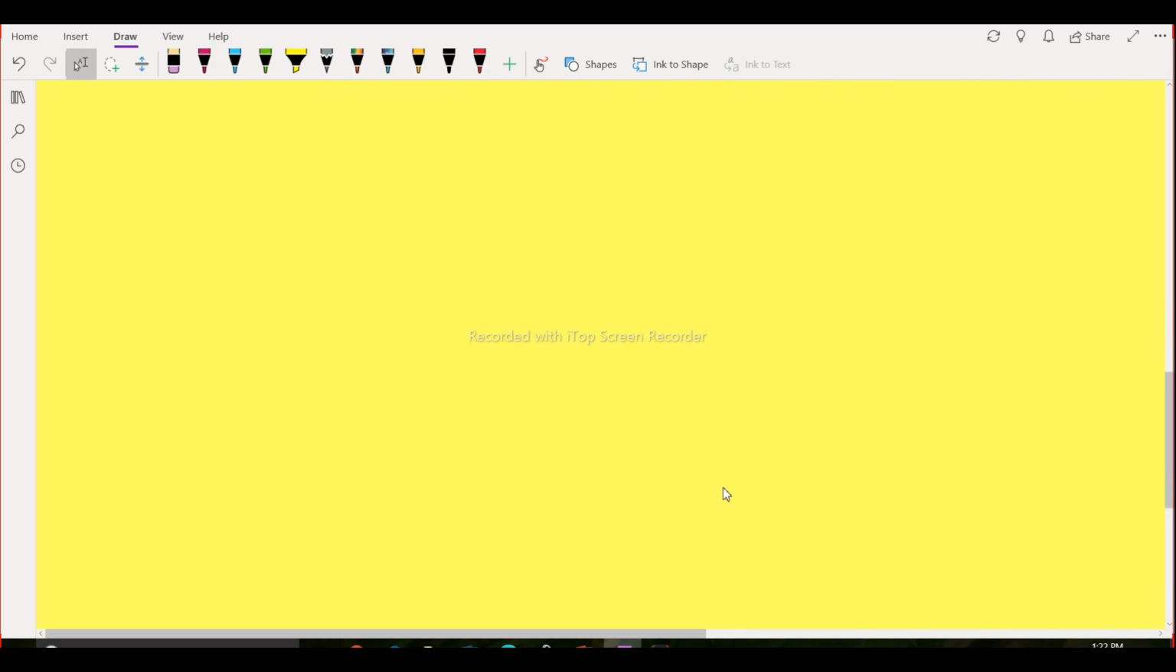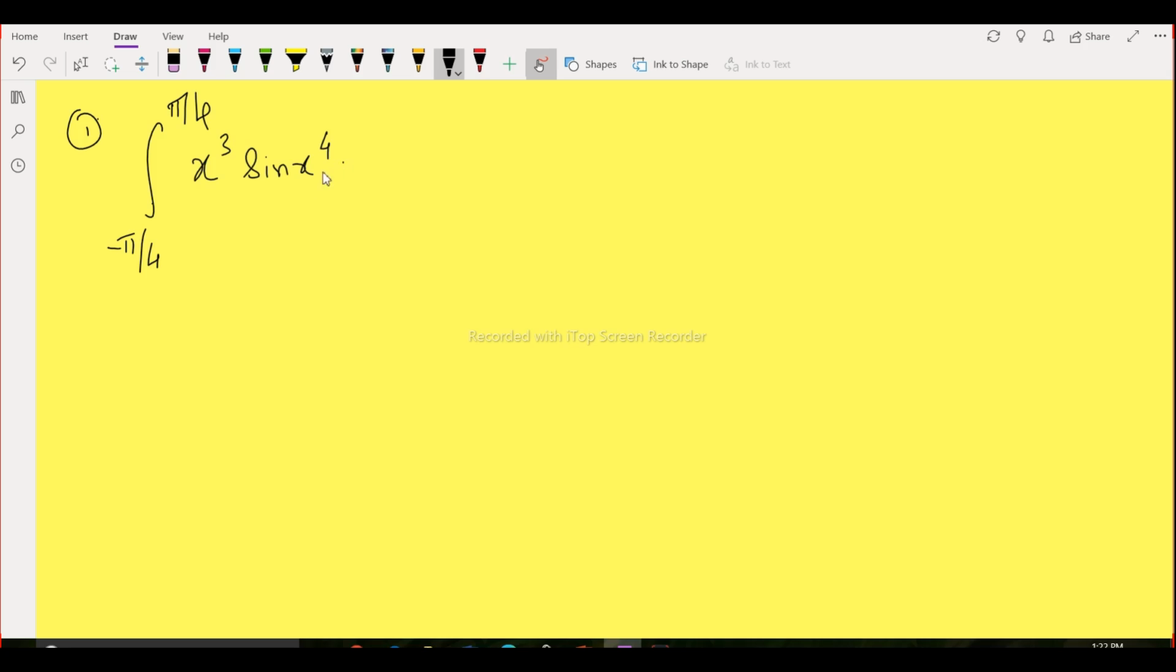Let's take an example. Let's say the question is the integration from minus pi by 4 to pi by 4. As soon as we see the limits, we understand that we can go ahead and apply the property. This is sine raised to 4x times x cube dx.